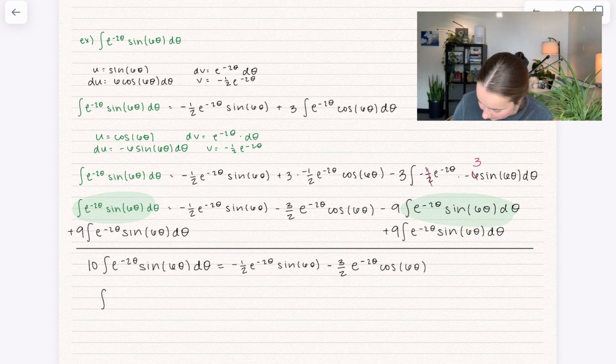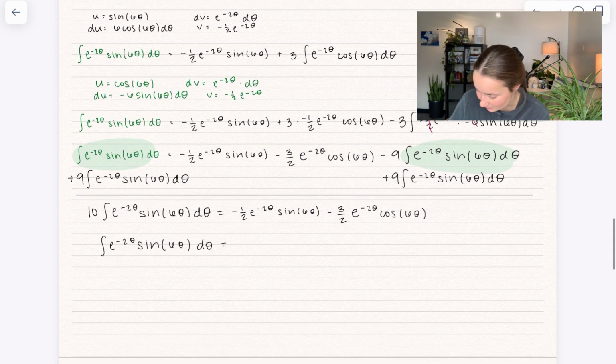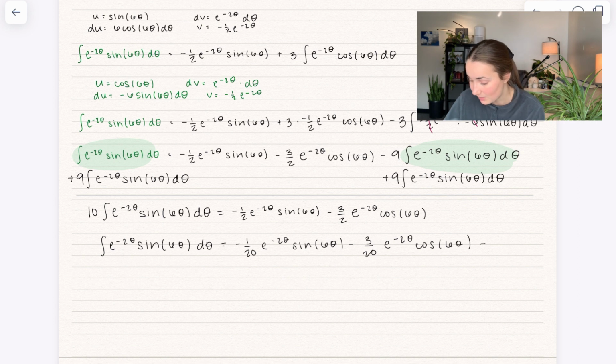So we get the integral of e to the negative 2 theta sine of 6 theta d theta is equal to, if I divide everything by 10, negative 1/20 e to the negative 2 theta sine of 6 theta minus 3 divided by 20 e to the negative 2 theta cosine of 6 theta. And that right there, once we add our constant of integration, is our final solution.